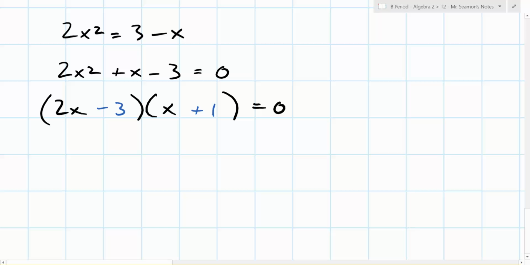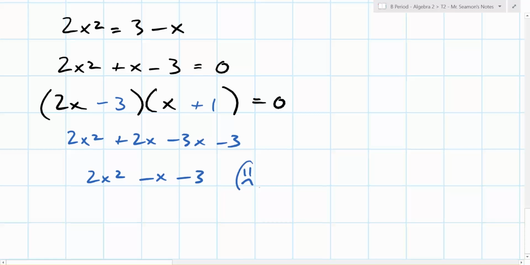It's really easy to look at it and be like, oh, it's right, and not be right. If I multiply this out, I end up with 2x squared plus 2x minus 3x minus 3. What do I end up with? Negative 1. Do I end up with the right thing? No, I don't.